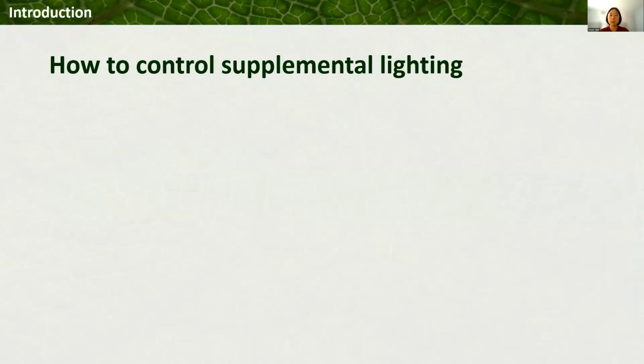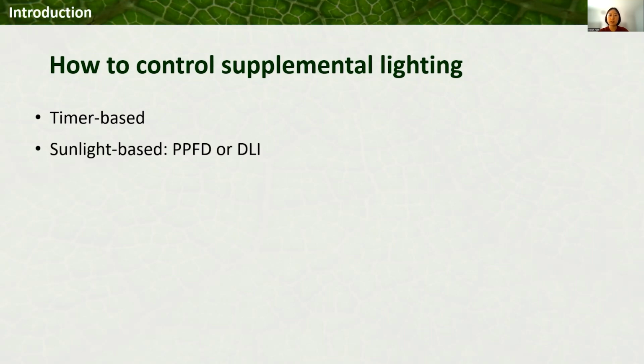Then how do we control supplemental lighting? The easiest and simplest method is timer based. For example, growers can easily set the timer to turn on at 5 a.m. till 7 a.m., then turn off during the day, and then turn on again in the late afternoon, something like that. There's also a slightly more advanced supplemental lighting control system, which is sunlight based.